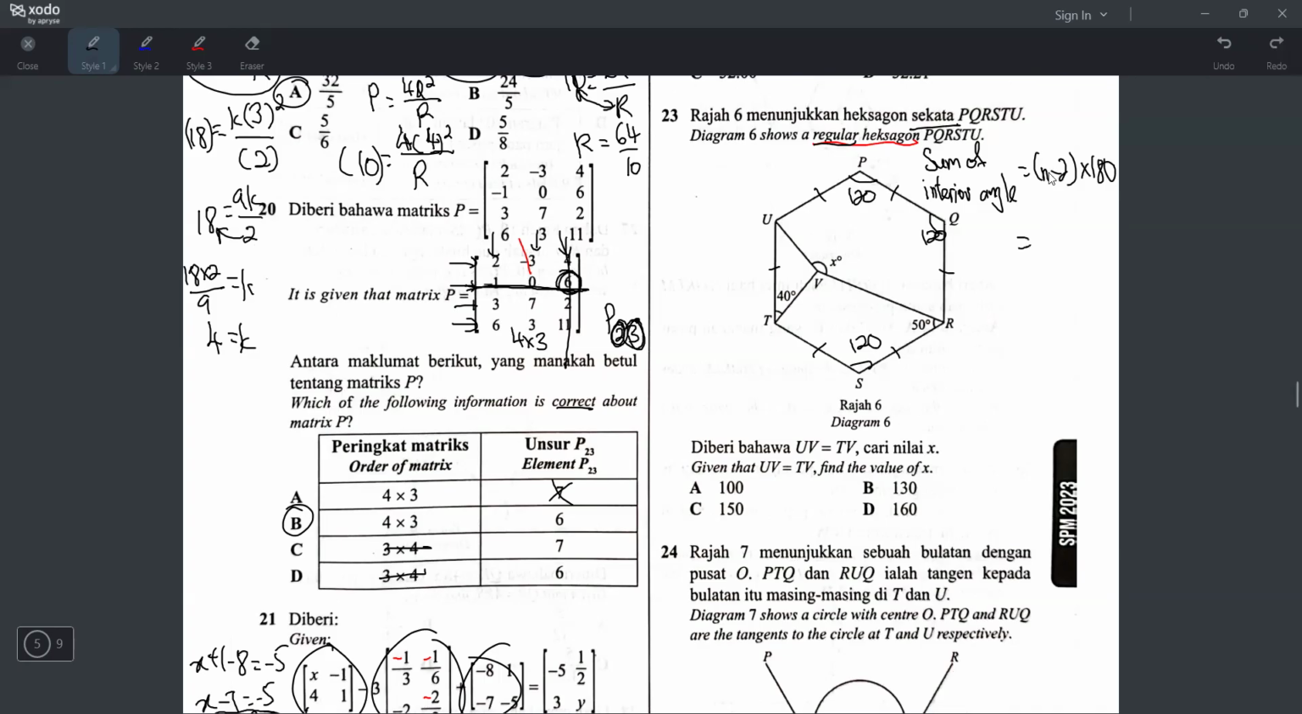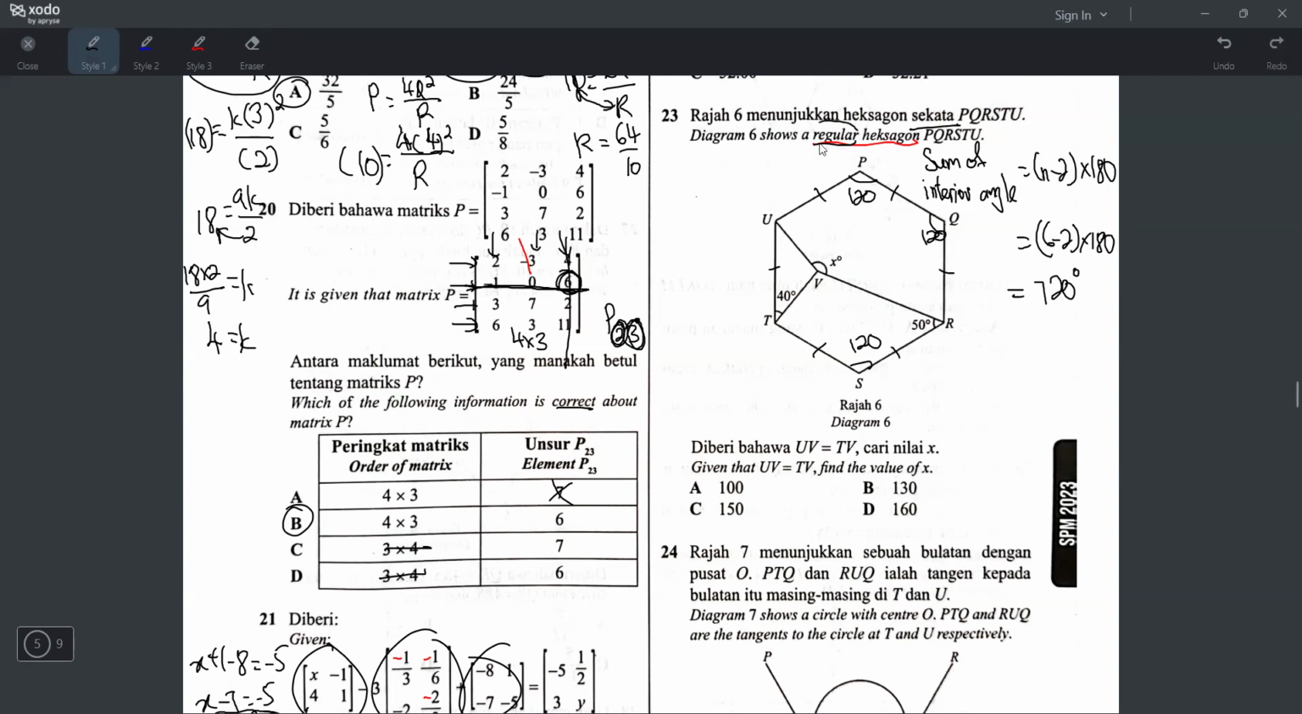And the formula is you have to take n minus 2 times 180. N is the number of sides. Ada berapa sisi? So dia ada 6 sisi kan. So 6 minus 2 times 180, and you will get 720. Maksudnya jumlah sudut dalam hexagon is 720.